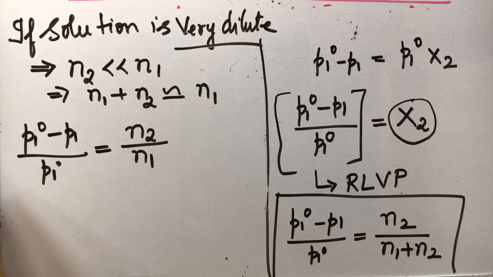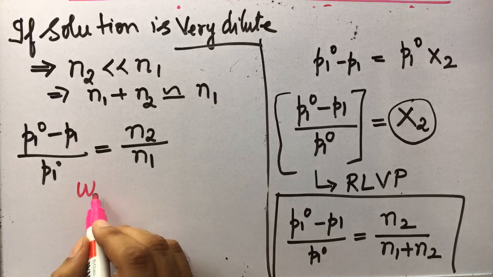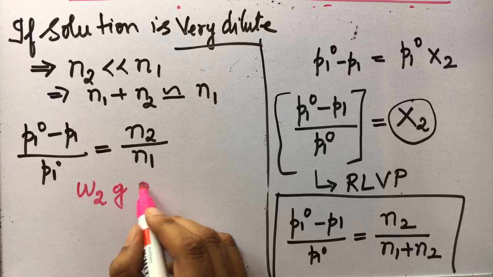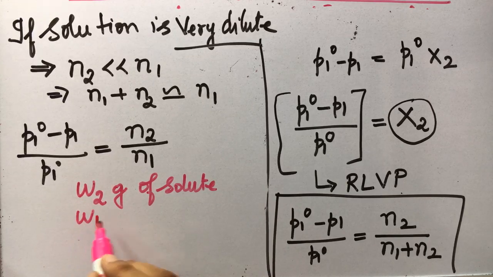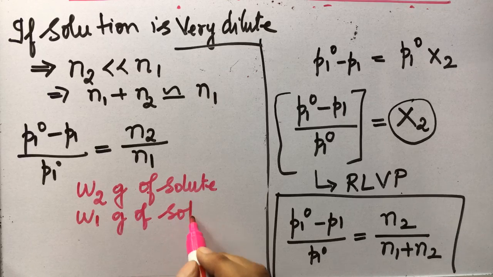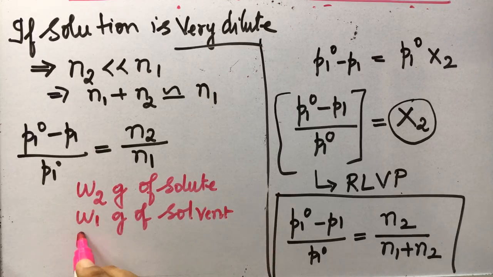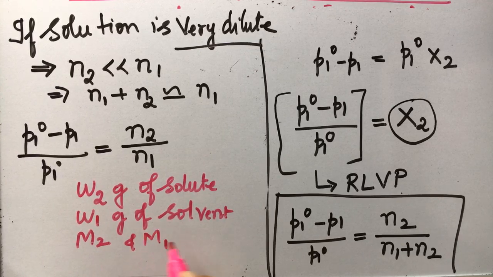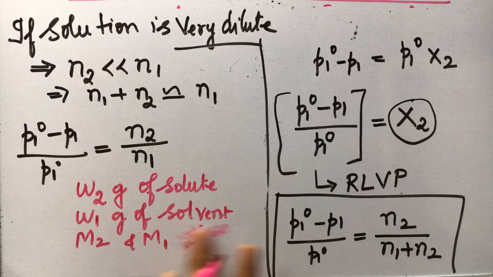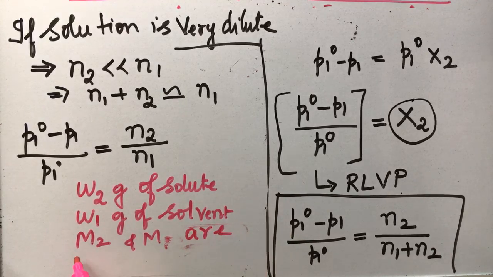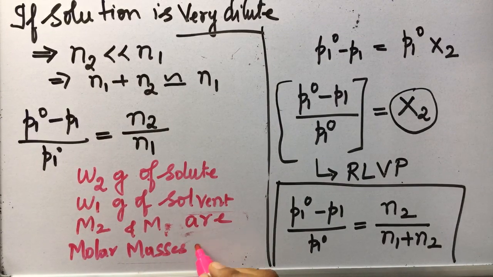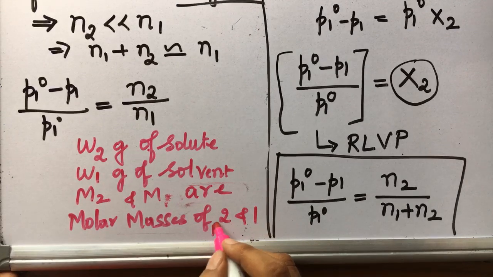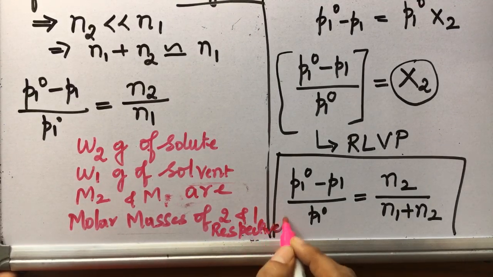Now let us say that we have prepared a solution by dissolving W2 grams of solute in W1 grams of solvent, where M2 and M1 are the molar masses of component 2 and 1 respectively.